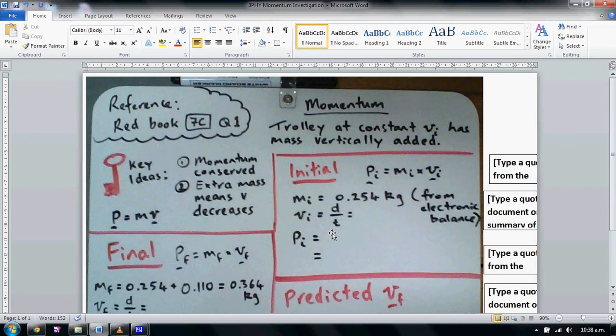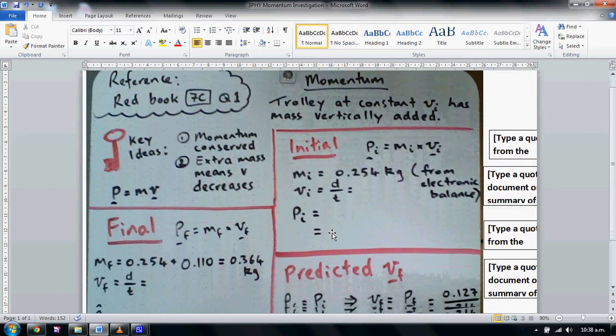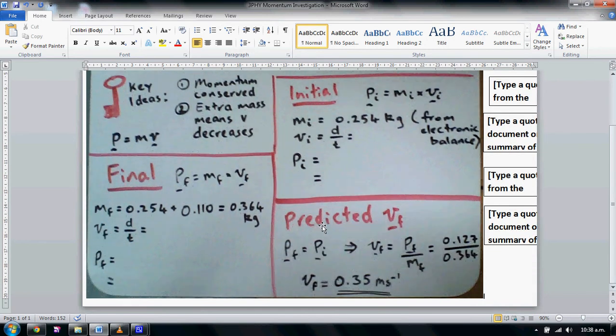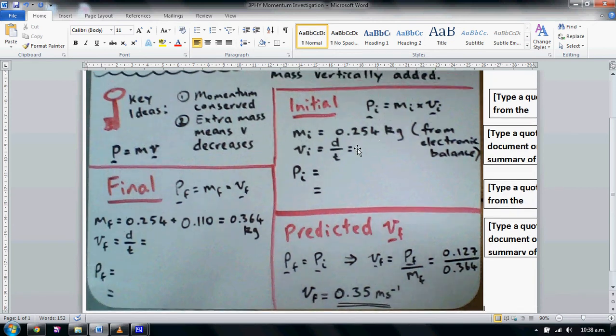This is not a perfect system because we're in a real world that has all of the usual inconsistencies and frictions and things. But what we really want to do is use this to try and predict the final velocity. And I've done the calculations here, as you can see. This is using just the initial momentum that we calculated from here, from the mass measured and the velocity which we're about to take off, and knowing that the initial and the final momentum are equal, rearranging momentum as mass times velocity here to find what the final velocity should be, 0.35 meters per second.